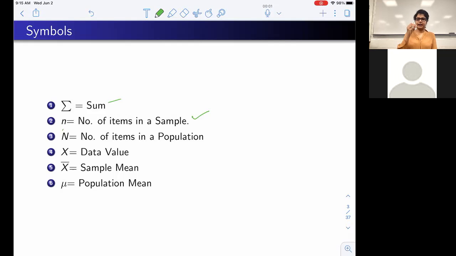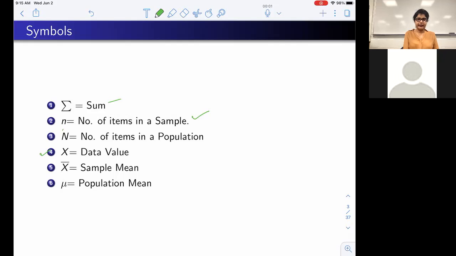So then n will be a smaller n, and capital N for the Mid-Michigan students. Whatever the number of students you are taking, that is capital N. So x is a variable. We use it for data values. Like in this case, age is the data value in our example.